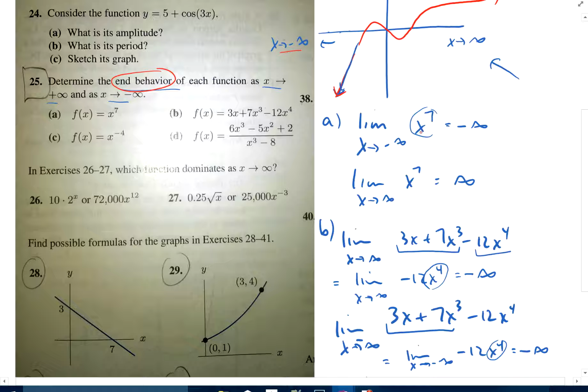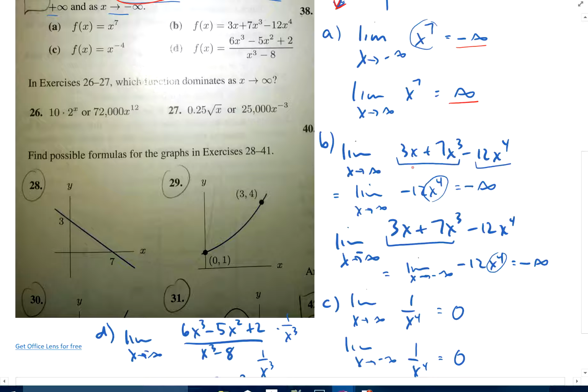As x goes to negative infinity of x to the 7th, plug in big negative numbers. We're talking hundreds of thousands, millions, and so forth. A negative number to the 7th power is going to be negative a big number. Same thing as a positive number to the 7th is going to be positive infinity.